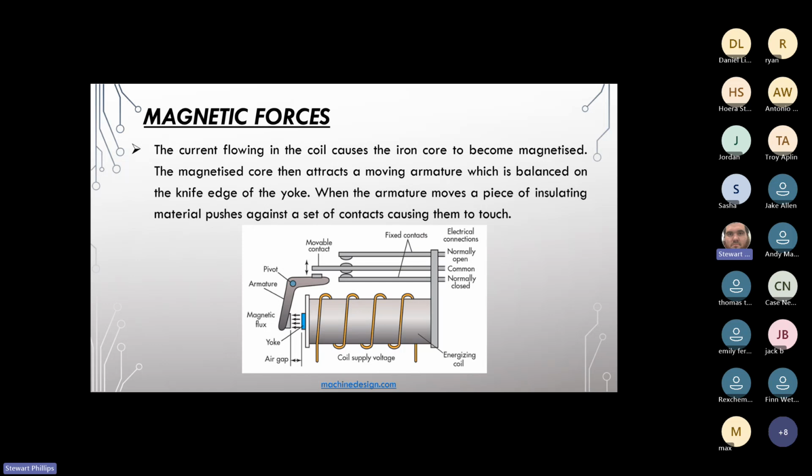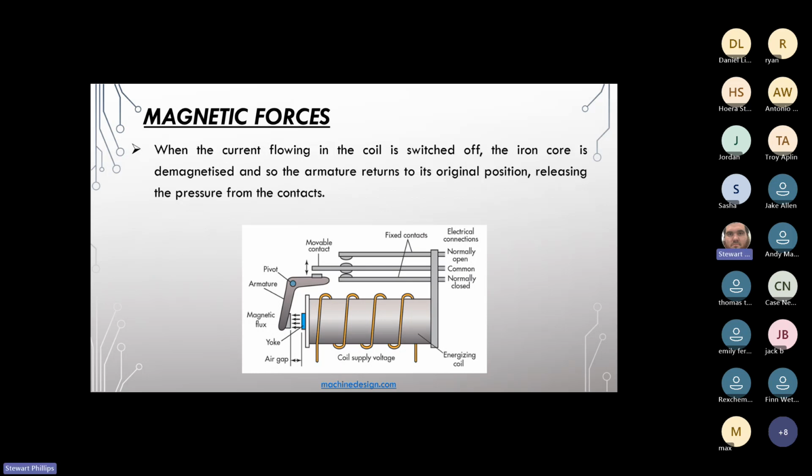Cool. So the current flowing in the coil causes the iron core to become magnetized. The magnetized core then attracts the moving armature, which is balanced on a knife edge of the yoke. When the armature moves, a piece of insulating material pushes against a set of contacts, causing them both to touch. Not everyone gets to work with relays, but because of your apprenticeship, hopefully you do, just because you will need to do it for some of your on jobs. Cool. So when the current flowing in the coil is switched off, the iron core is demagnetized, and so the armature returns to its original position, releasing the pressure from the contacts.